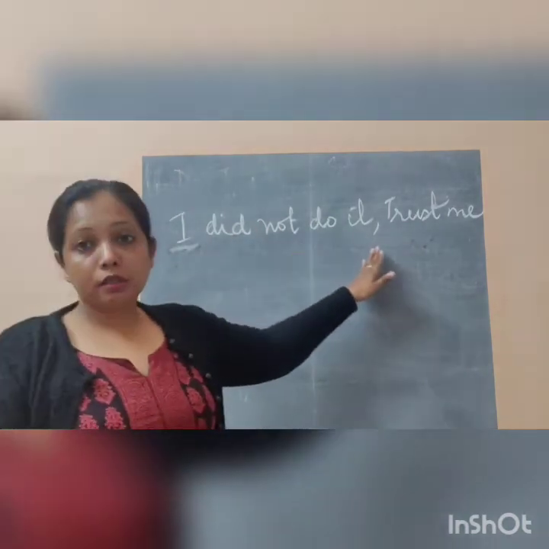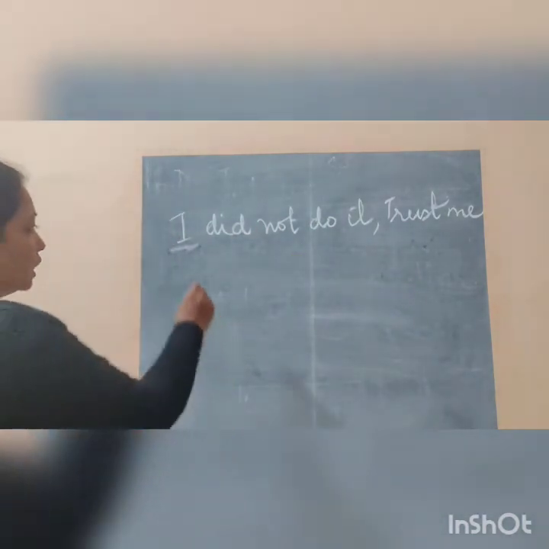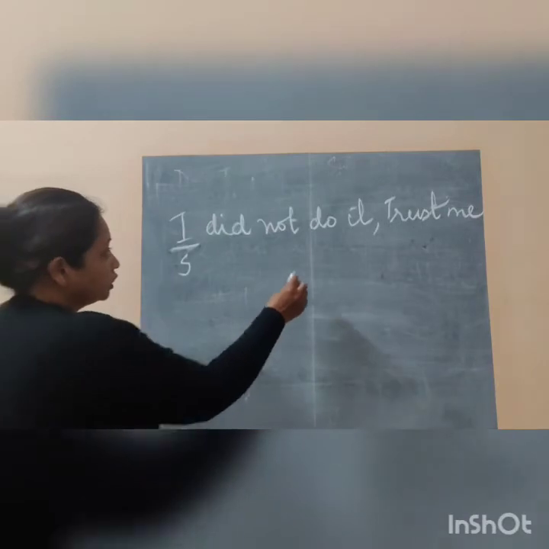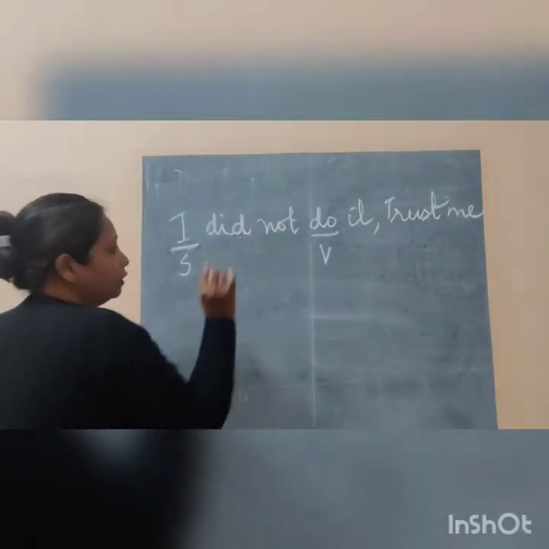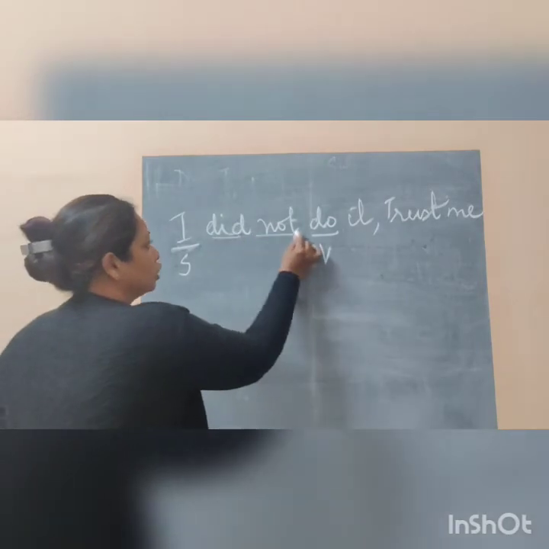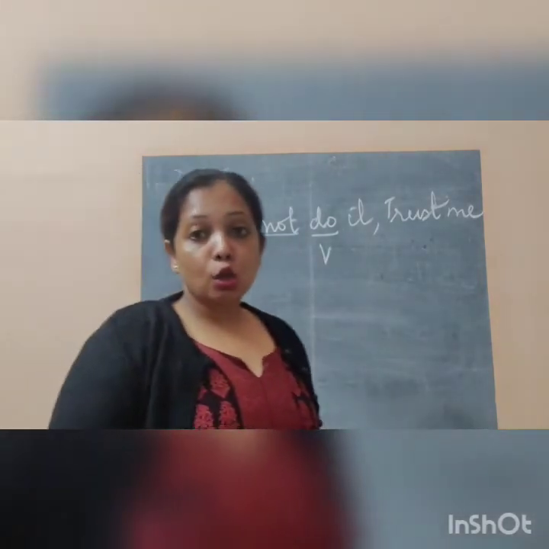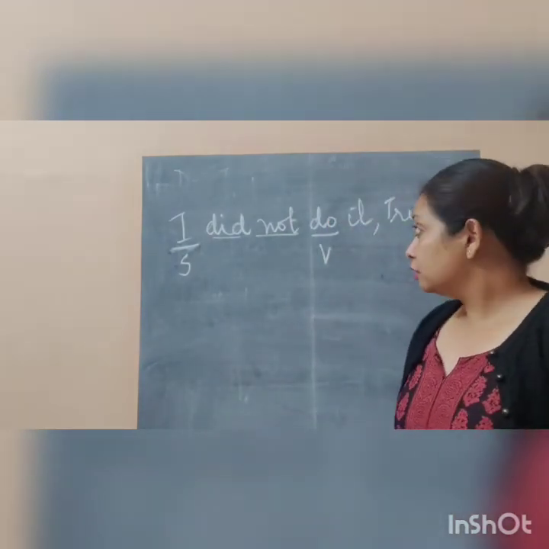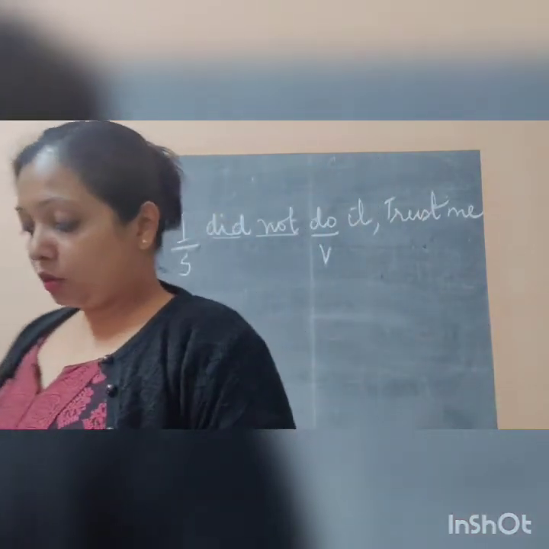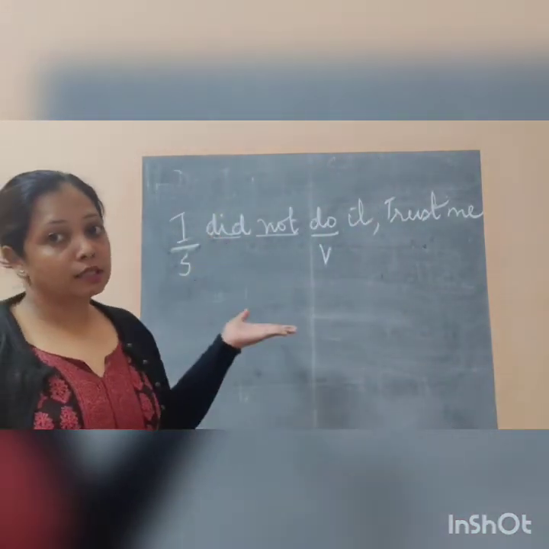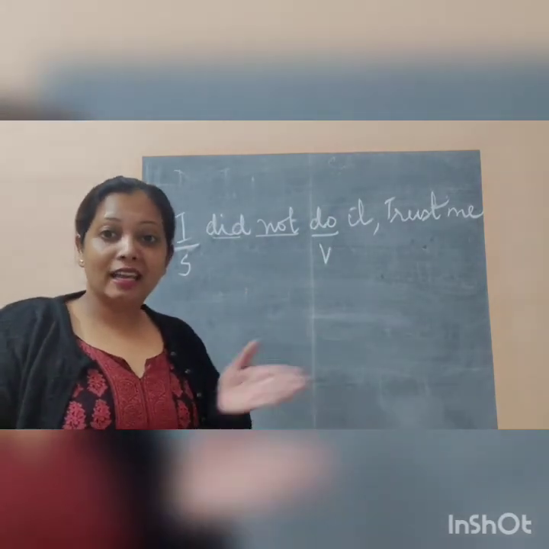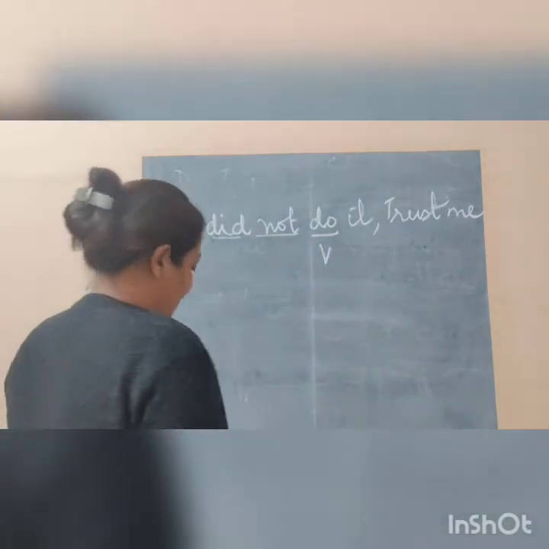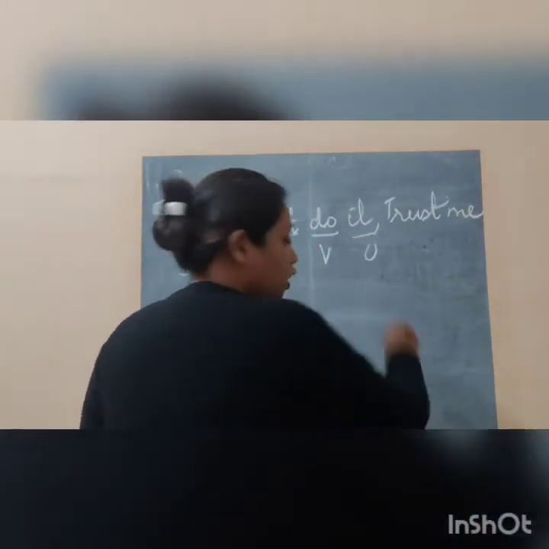I did not do it, trust me. Okay. So let's find out. You have the subject. Then you have the verb. Now you all know that it is "did not". So "did not", it is a negative sentence. "Not" always tells you that it is a negative sentence. So how will we change this sentence? Okay. So "did" is there, so you all know that it is a past tense. "Not" is there, it is a negative sentence. Then the verb, you all know "do" is the verb here. And then comes the object.